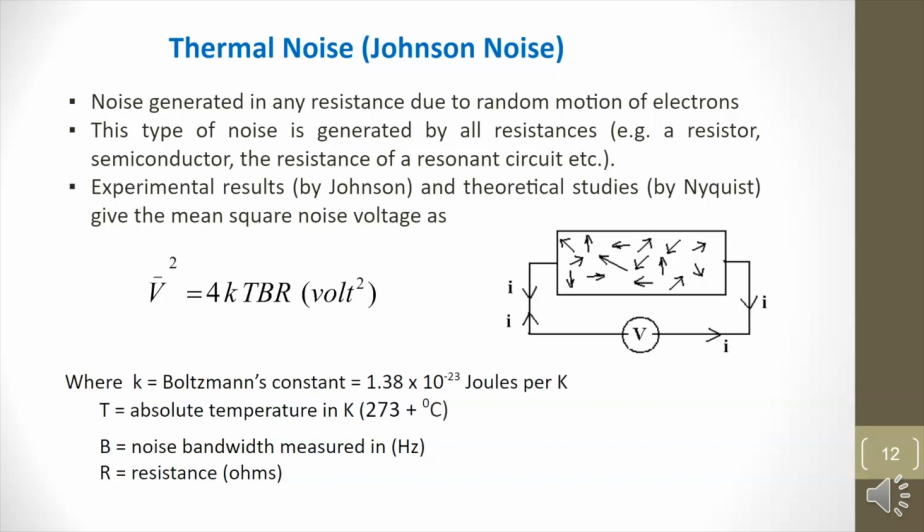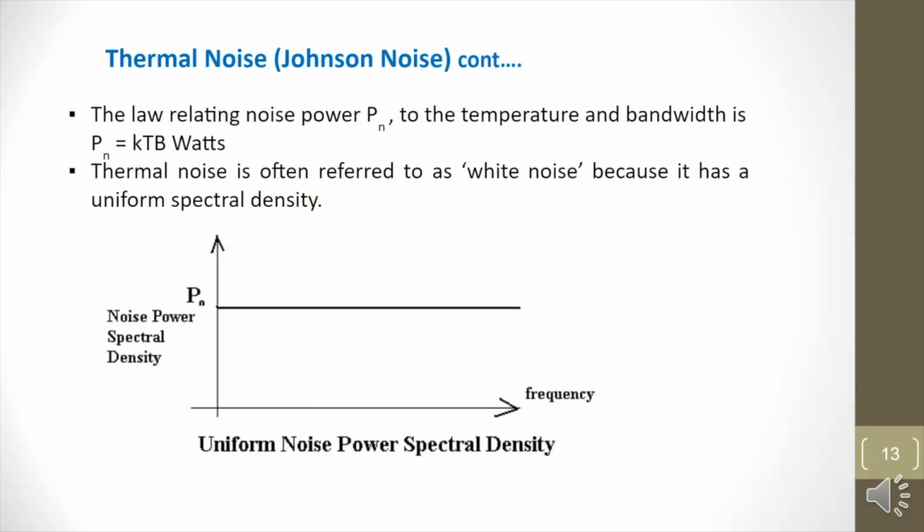That is, in Kelvin, you have to add 273 to the temperature in degrees Celsius. B is the noise bandwidth measured in hertz, and R is the resistance measured in ohms. The law relating noise power Pn to the temperature and bandwidth is given by Pn equals kTB watts. Thermal noise is often referred to as white noise because it has a uniform spectral density. The figure shows the uniform noise power spectral density of thermal noise, which is constant.